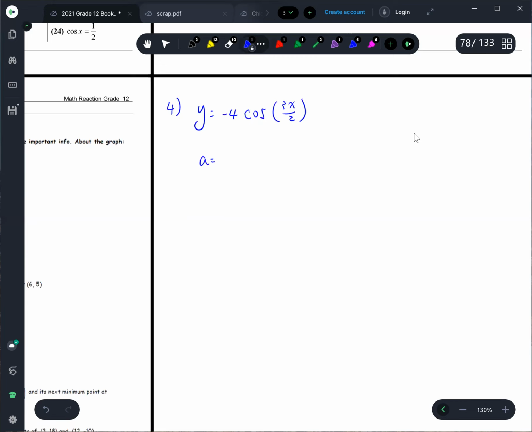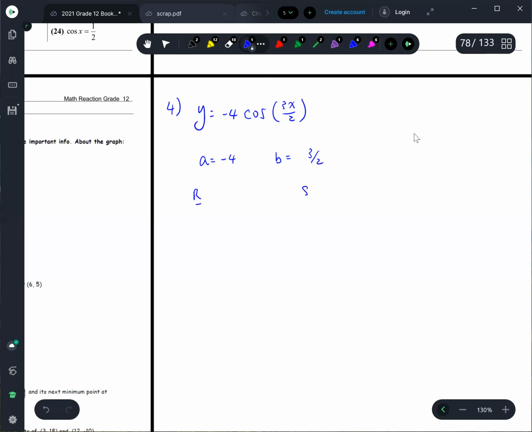Okay, so what are the values of A and B you have? Evan? For question 4, -4. -4, yeah. And B, what about B? 3/2. Very good. Okay, 3/2. Once we got that, we can start talking about our reflection.